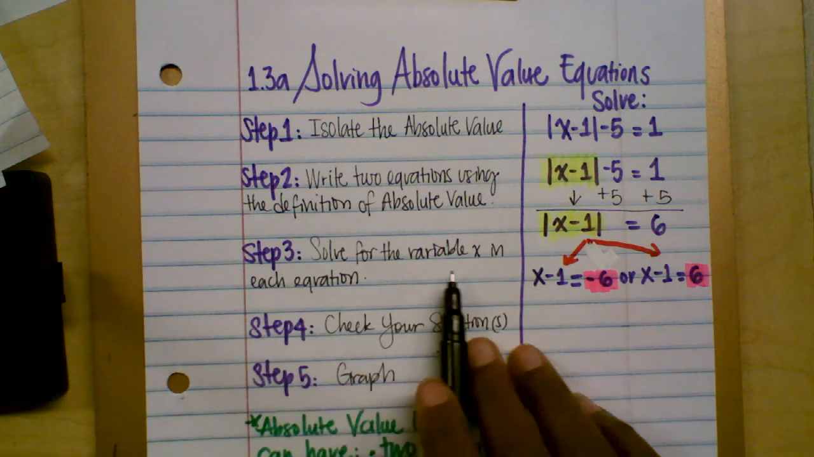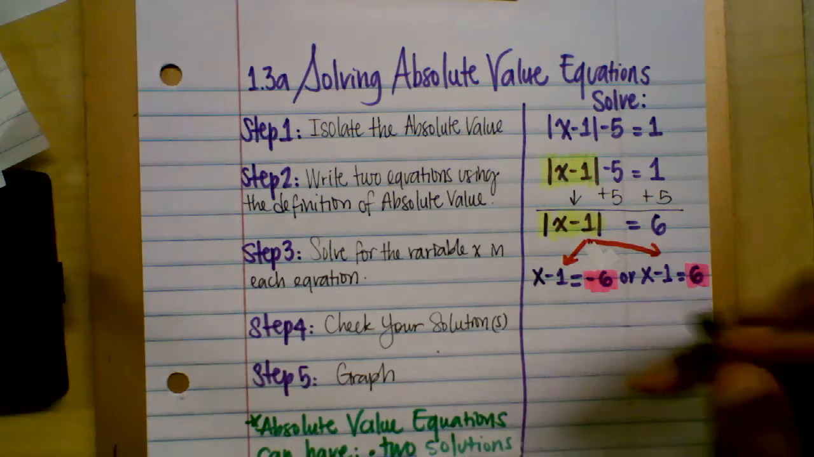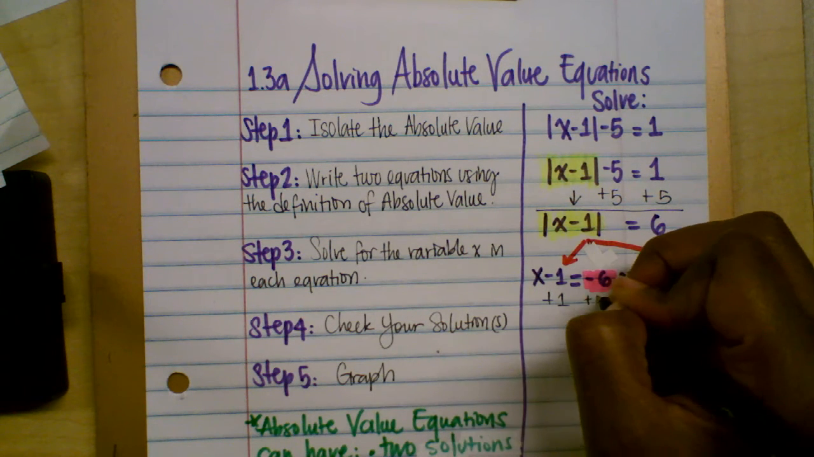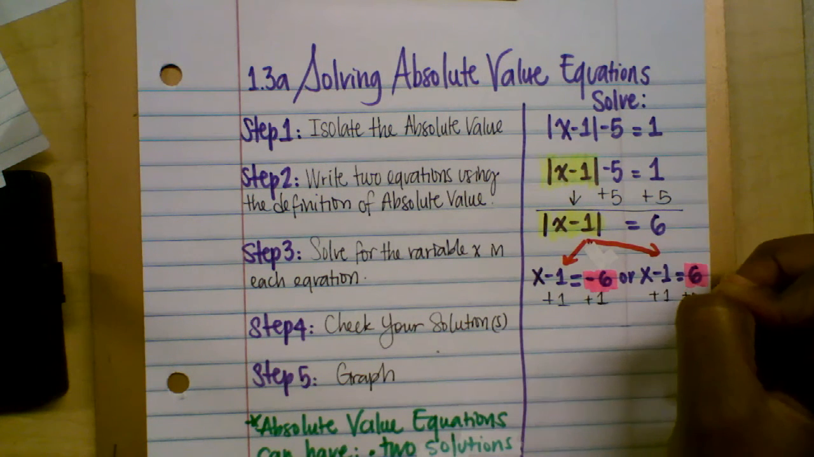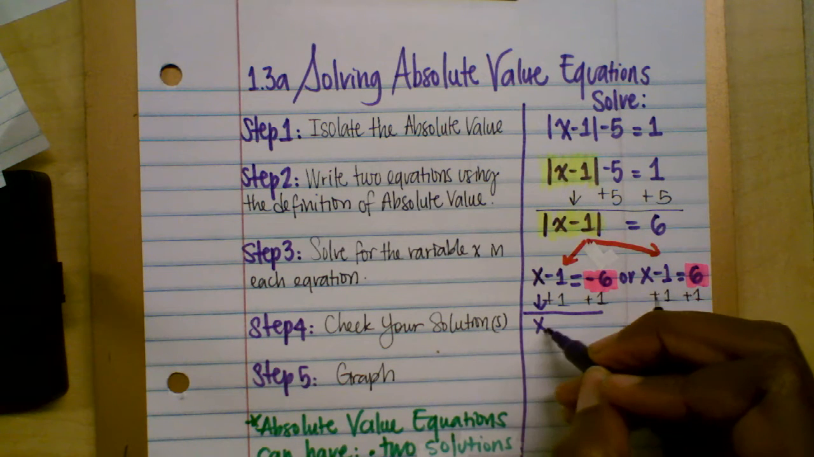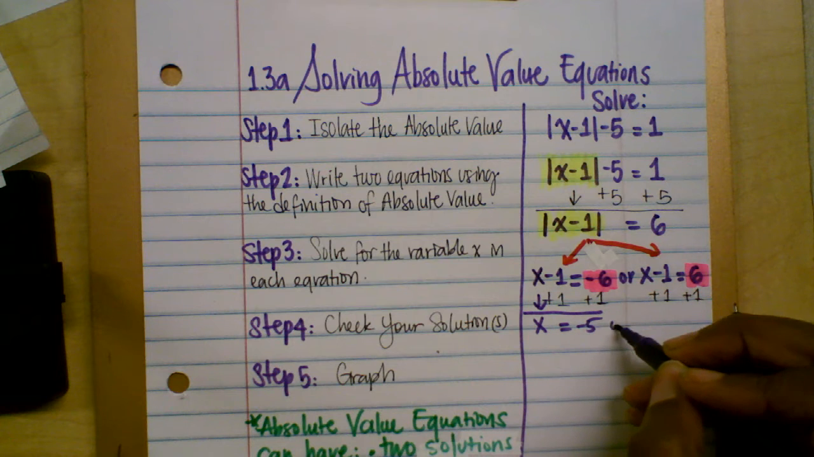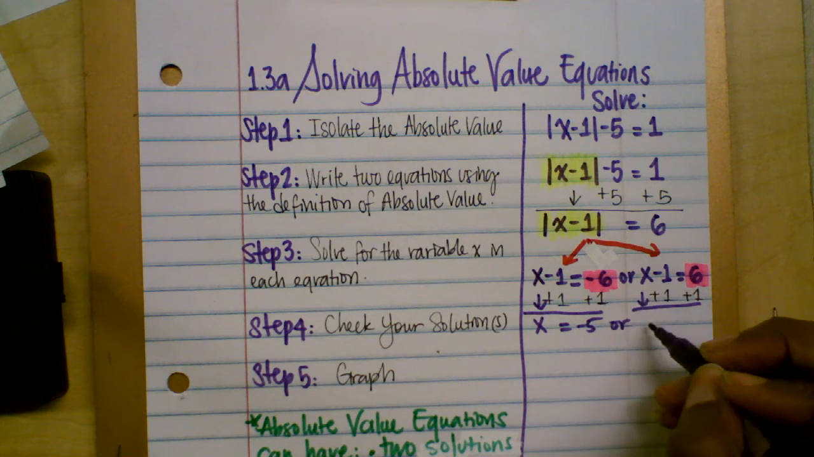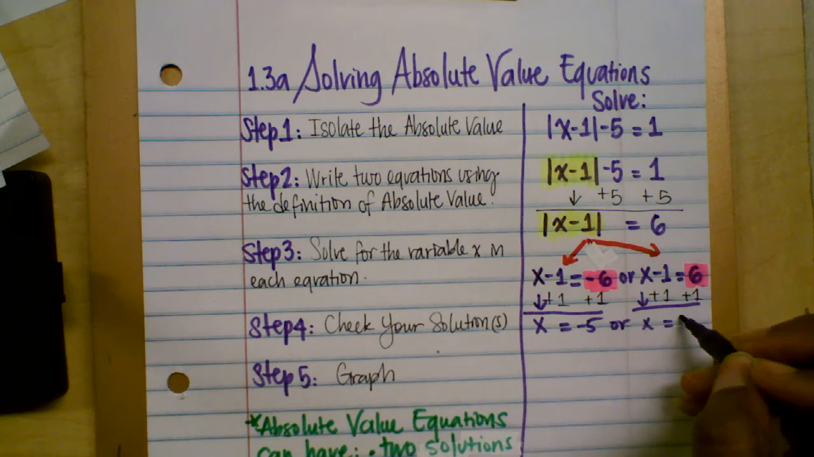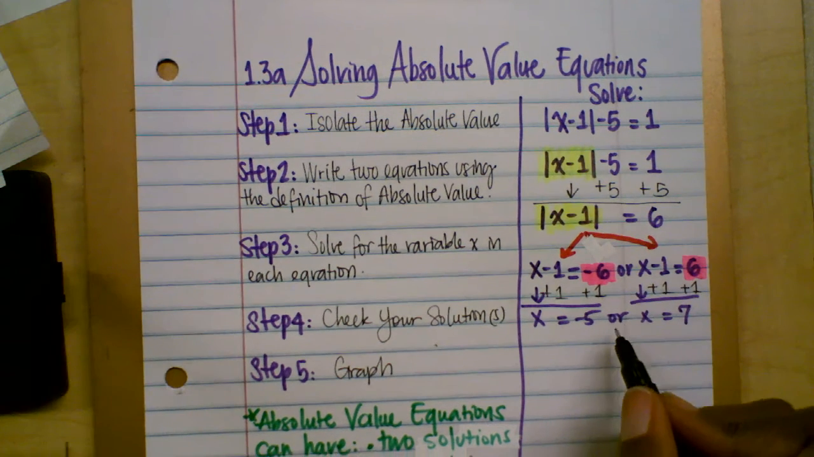Step 3, solve for the variable X in each equation. So I'm going to add 1 on both equations. So here we get X equal -5 or X equal to +7. So we found the two numbers, the two solutions.